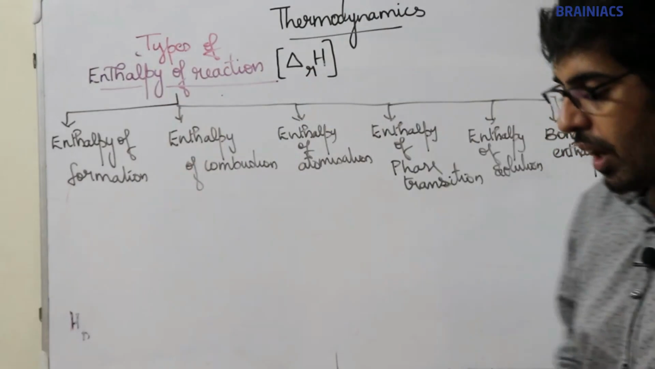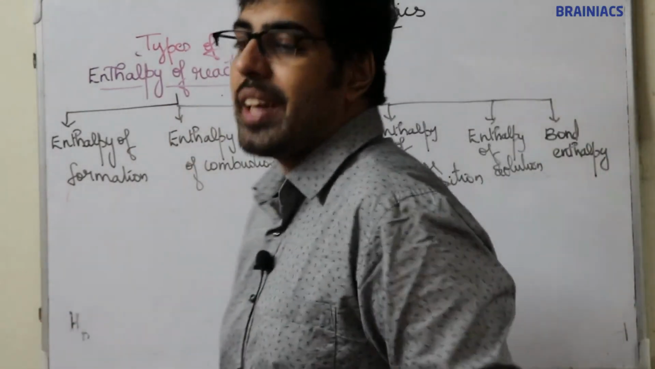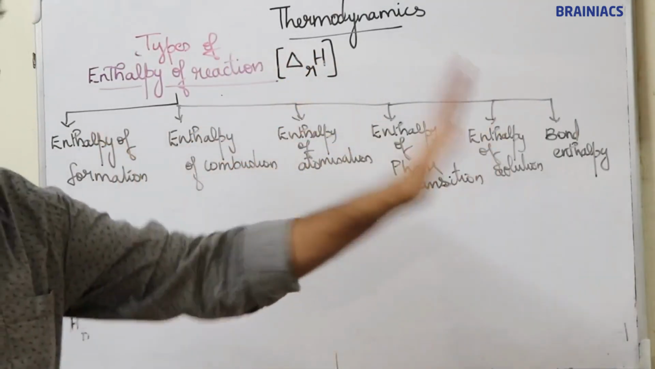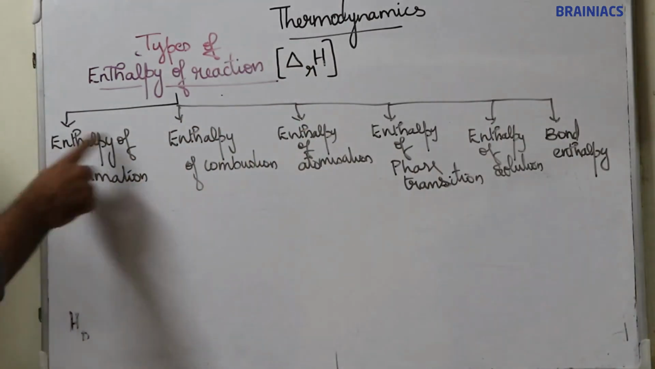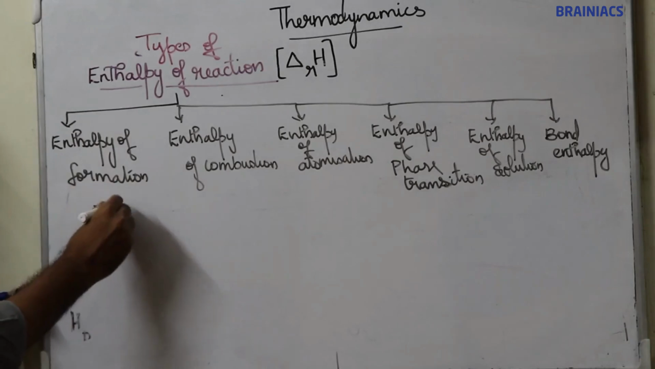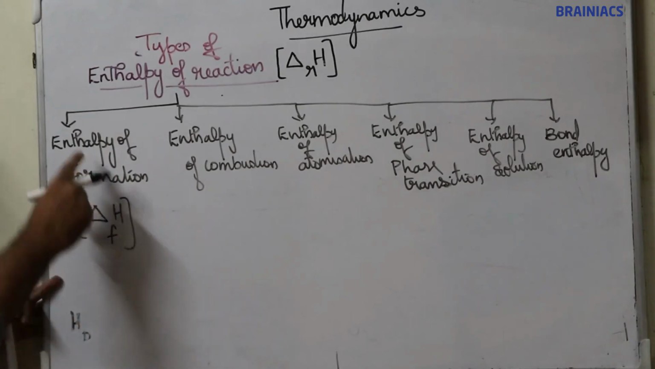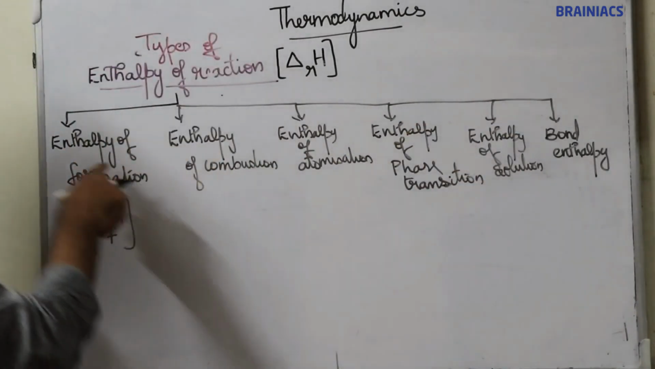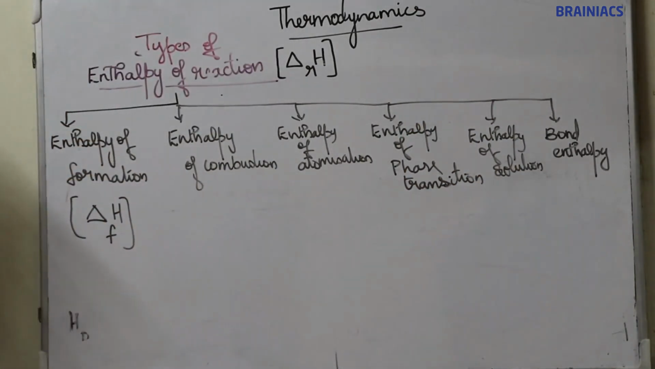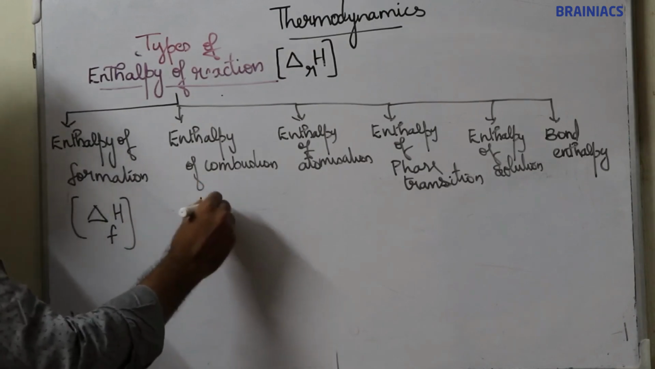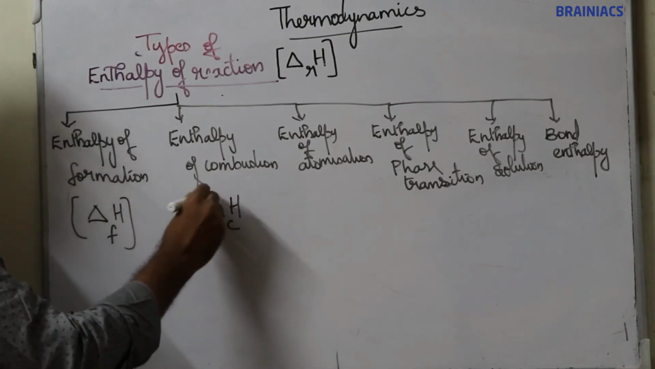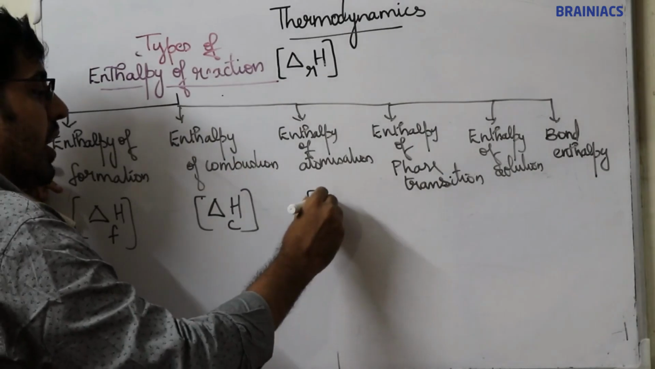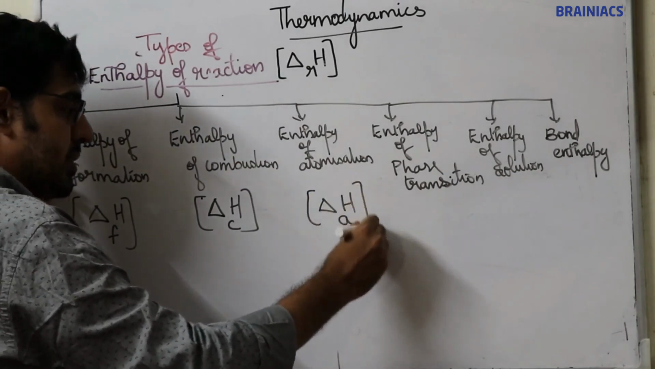Types of enthalpy of reaction. Enthalpy of reactions are classified into different categories. First one is enthalpy of formation, represented by delta HF. Second one, enthalpy of combustion, represented by delta HC. Third one, enthalpy of atomization, represented by delta HA.